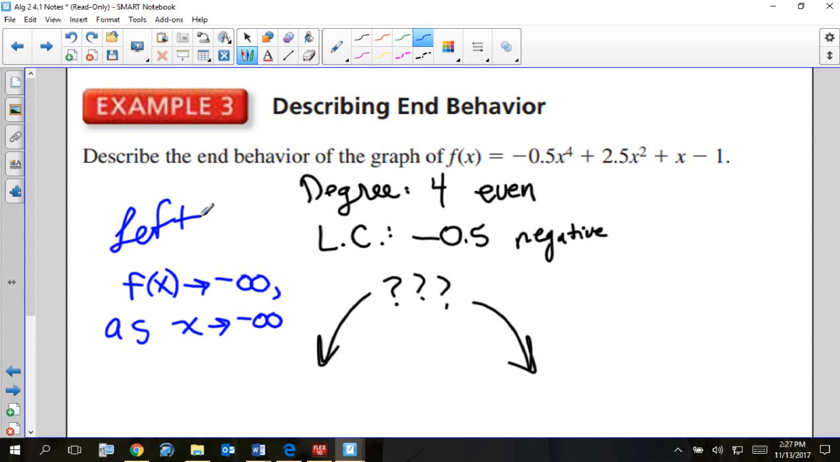So on the right side, we're going to talk about f of x first. So you look at the picture, and we're talking about f of x, that's y. Is it going up or down on the right? Down is negative infinity. And you write as x approaches, now we're going to the right, so x has to go positive infinity. That is end behavior.